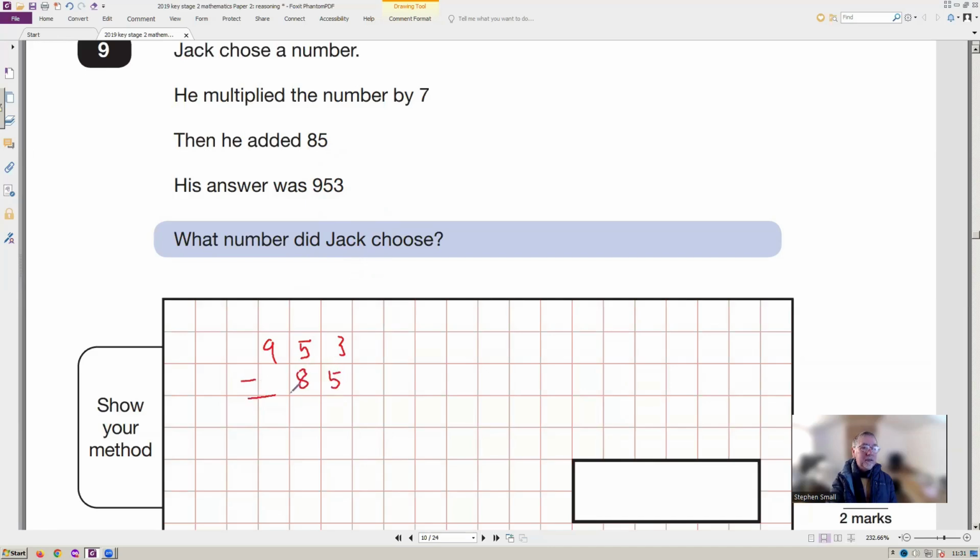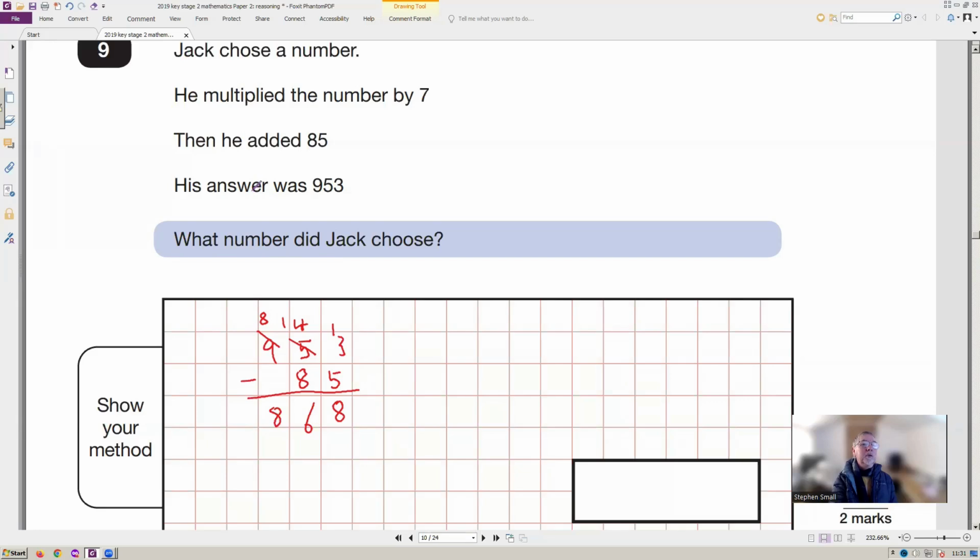So let's have a look. 5 and 3 won't go. Cross off the 5, make it a 4. Put a 1 there. 5 from 13. What's that? 8. That's right, yeah. 8 from 4 won't go. Cross off the 9, make it an 8. Put a 1 there. 8 from 14 is 6. And then the 8 just goes down there.